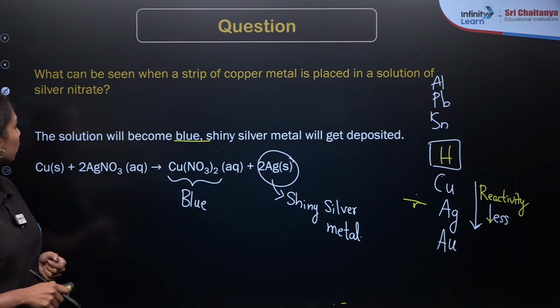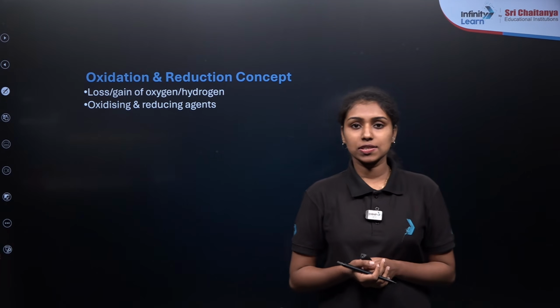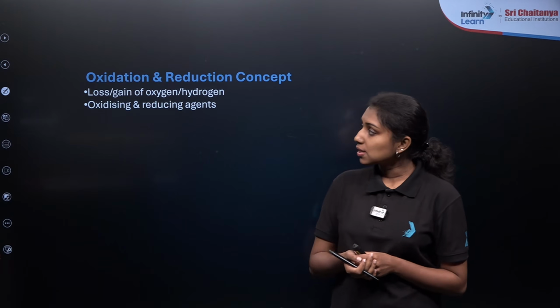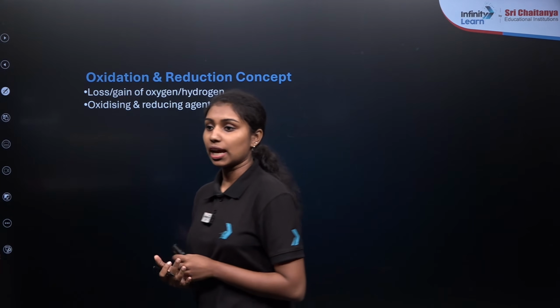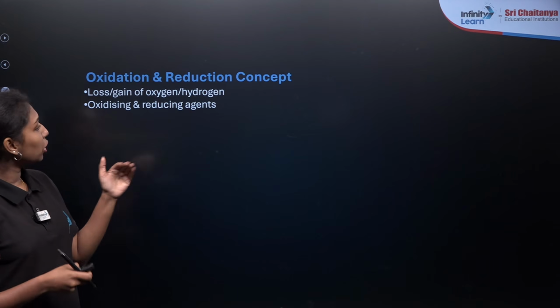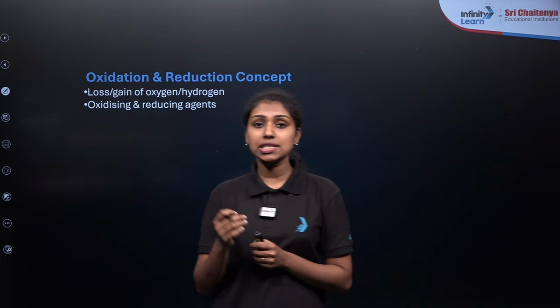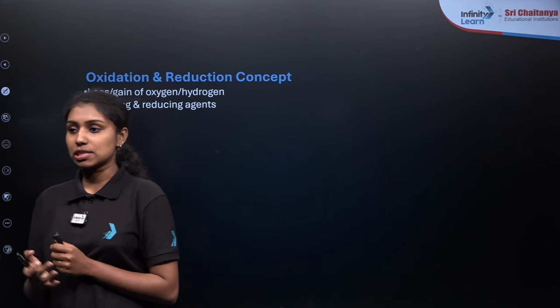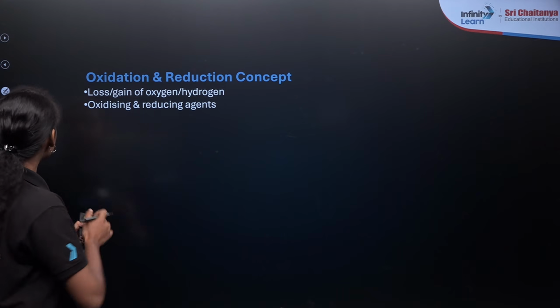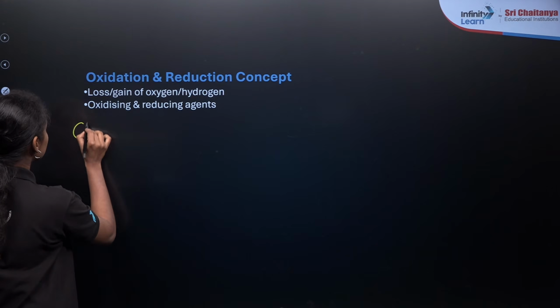Okay, fine. The next important topic from the chapter is the oxidation and reduction concept, right? We have already studied the redox type of reaction, in which oxidation and reduction occur. So we need to identify the concept of oxidation and reduction based on the three methods or the three concepts, right? We have studied the classical concept. So what is the classical concept of oxidation and reduction?